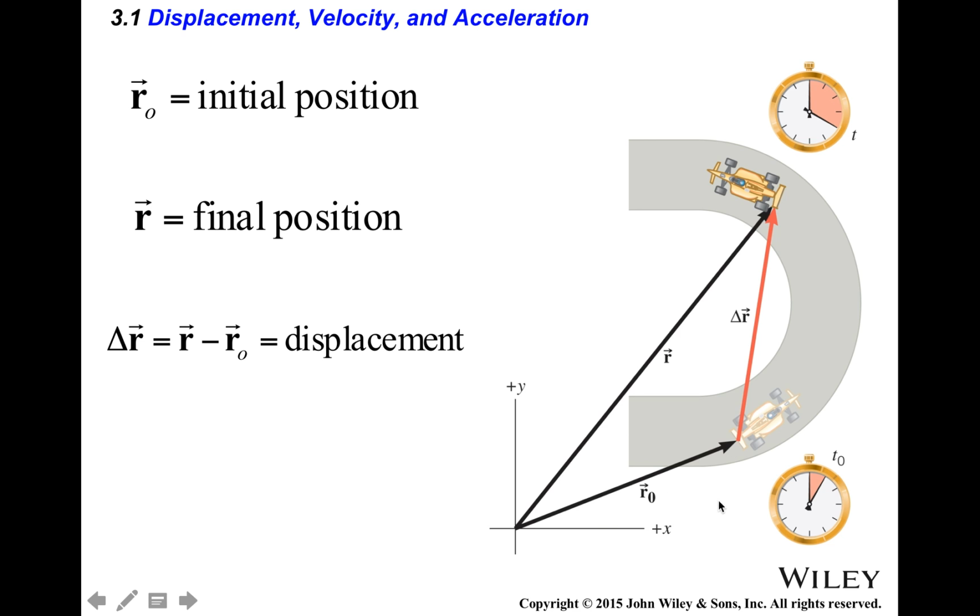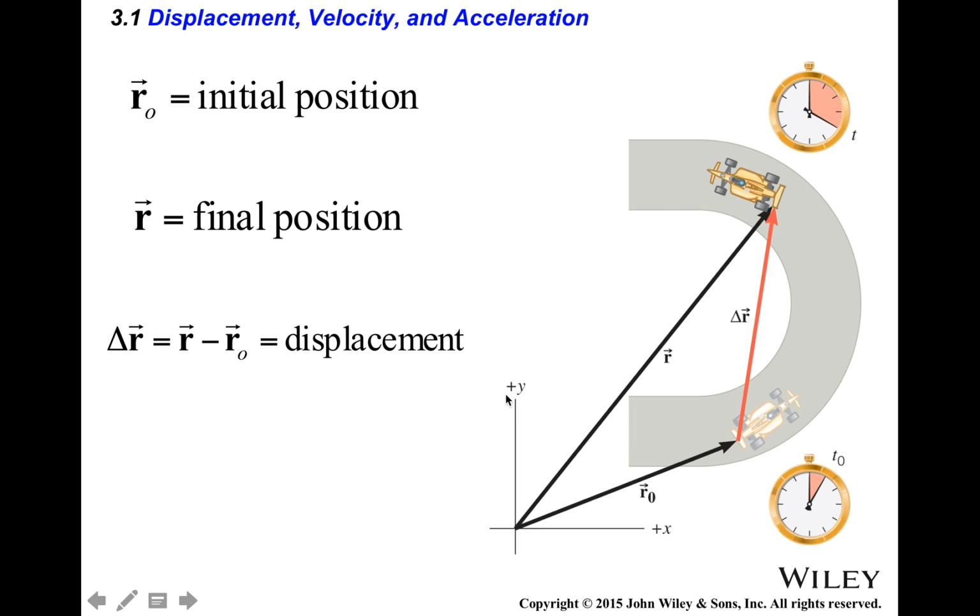Now look, it's got an X and Y component, right? Here's our initial position, and then here's our final position. Look what we have here. We've got a change in R, okay? The displacement then is this R vector minus this R vector.